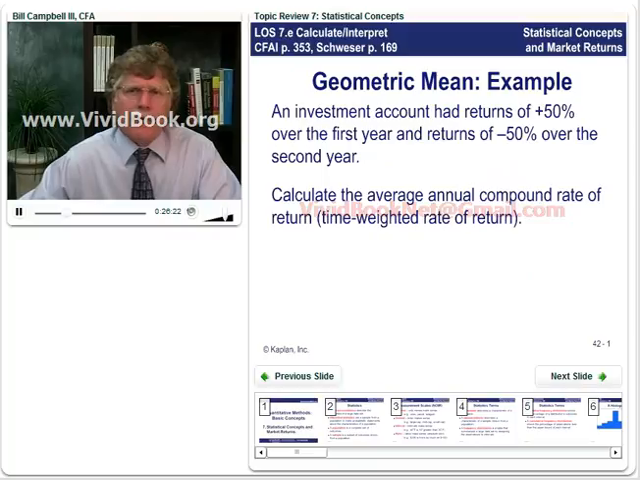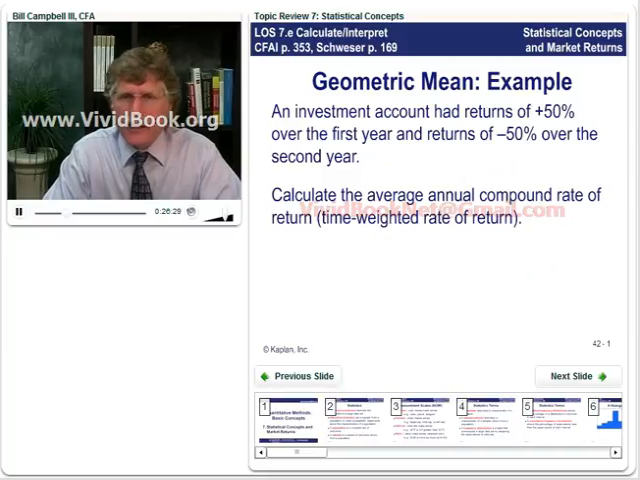Here's an example, the geometric mean. An investment account has returns of plus 50% over the first year and minus 50% over the second year. What is the average annual compound rate of return? We also call this, notice, the time-weighted rate of return. I emphasize that because in a little bit we're going to be talking about the money-weighted rate of return, which will be slightly different.